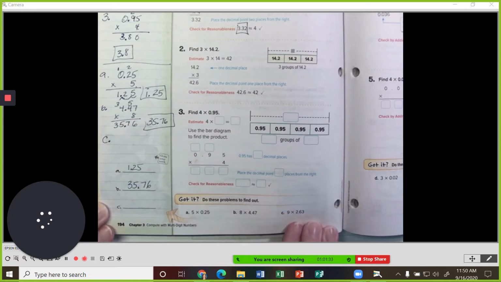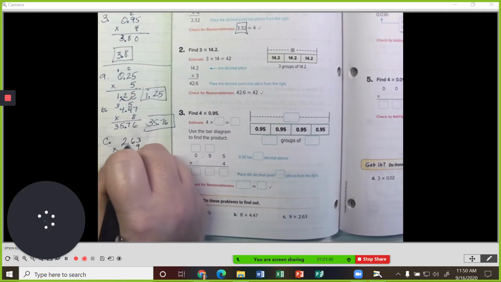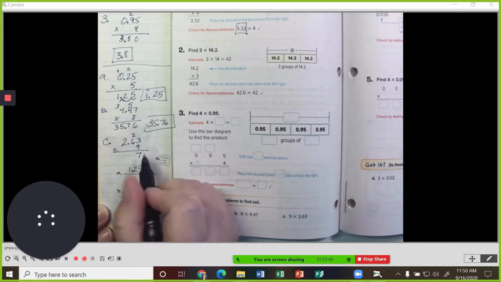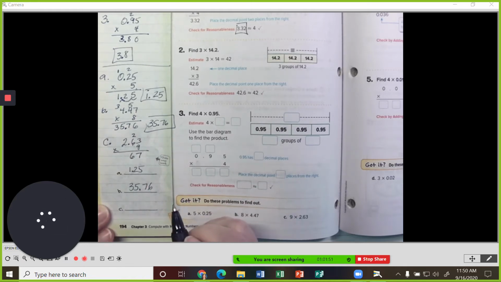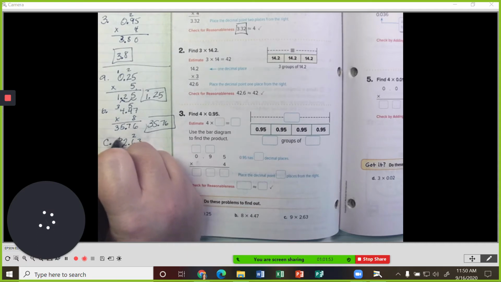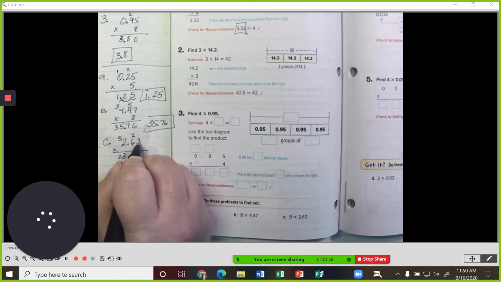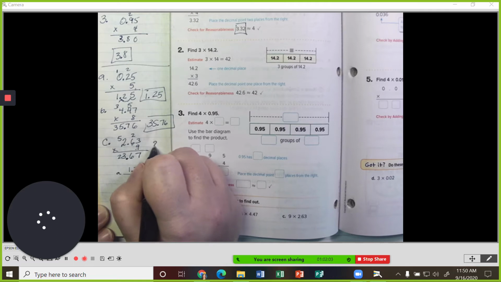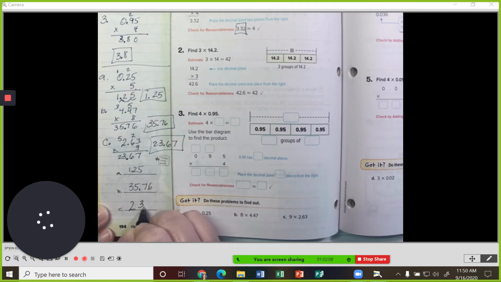And C, we have 2.63 times 9. 9 times 3 is 27. Write the 7, carry the 2. 9 times 6 is 54, plus the 2 we carried is 56. Write the 6, carry the 5. 9 times 2 is 18, plus 5 is 23. We had 2 decimals in our problem, so we need 2 decimals in our answer. 23.67.